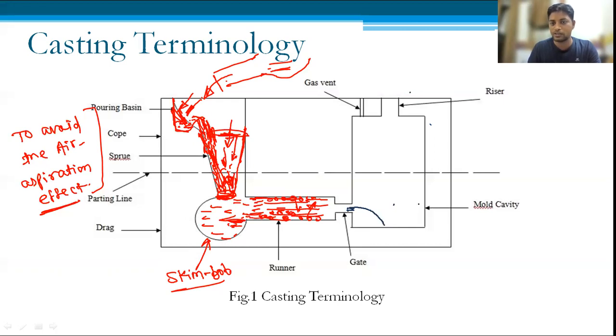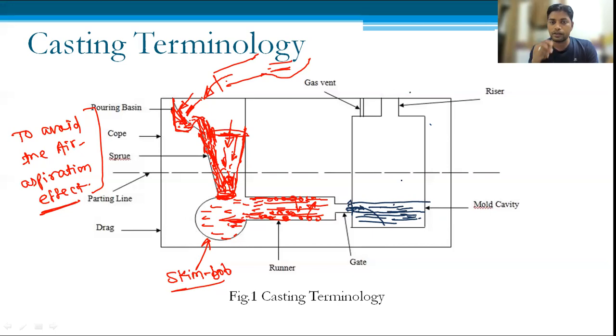Like this, if this is the mold cavity, then after the gate it enters into the mold cavity. As it comes into the mold cavity, it first fills this area. So first it is filled up to this one. Now the liquid material is coming continuously, so it has been filled up to this one.